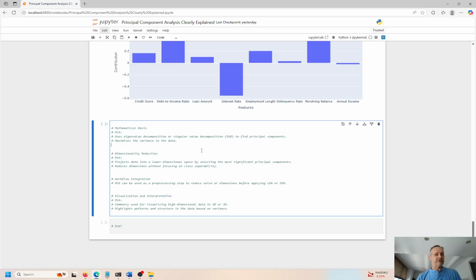And again, variance is information, right? So we want variance, but we want to take all of that variance and distill it down into the fundamental components so we can understand the story that the data is telling us and make more informed, more intelligent decisions.